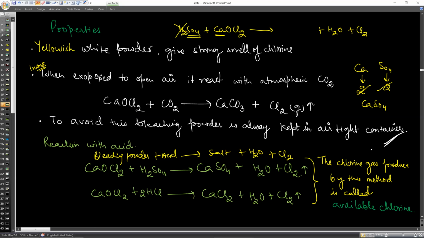Okay, so when we kept the bleaching powder in the open, it reacts with the atmospheric carbon dioxide and forms calcium carbonate, and chlorine gas is eliminated. And when there is no chlorine, it will not be of any use. So if the question comes why we should keep bleaching powder in an airtight container, it is because if we don't cap it in an airtight container, it will start reacting with the atmospheric carbon dioxide.